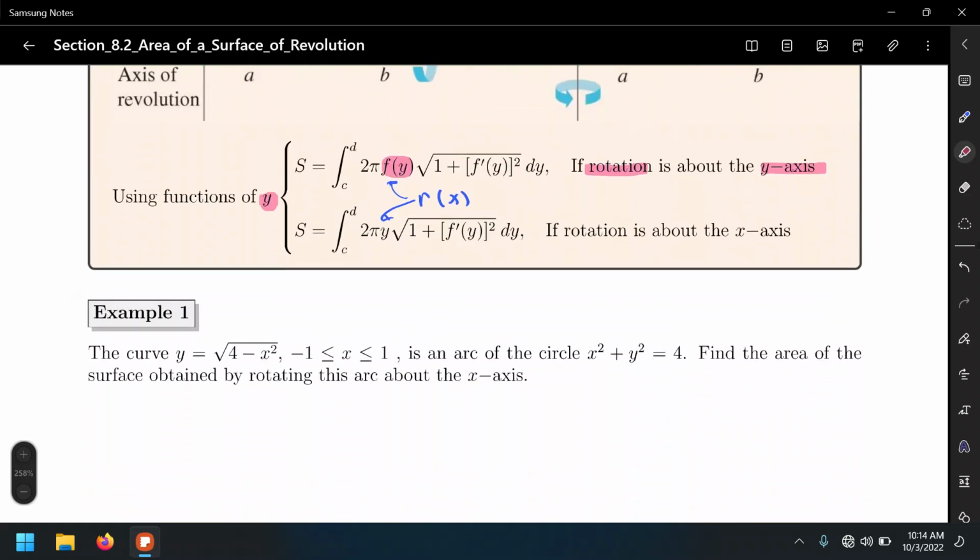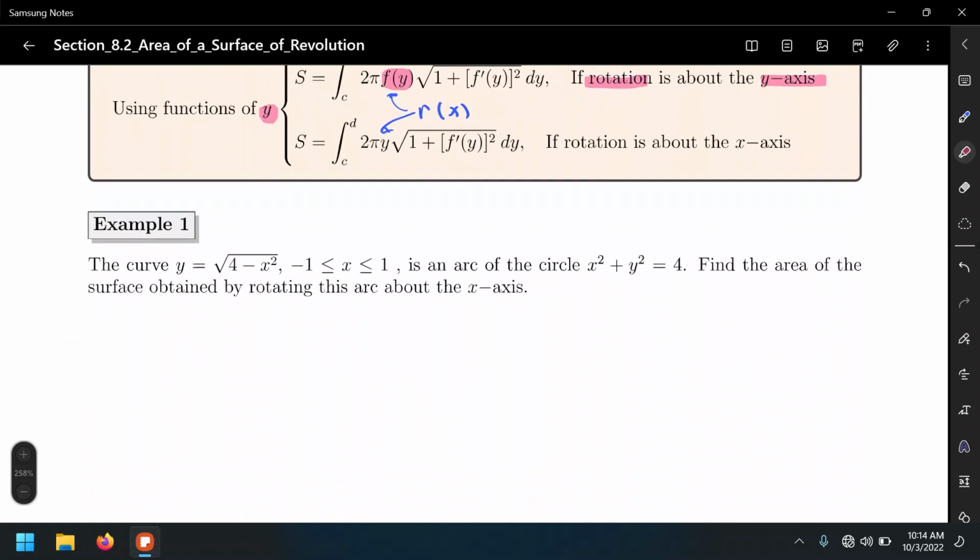All right, so let's look at the first example. So we have the curve y equals the square root of 4 minus x squared from -1 to 1, and that is an arc of the circle x squared plus y squared equals 4. And notice in this case it's not the whole arc.